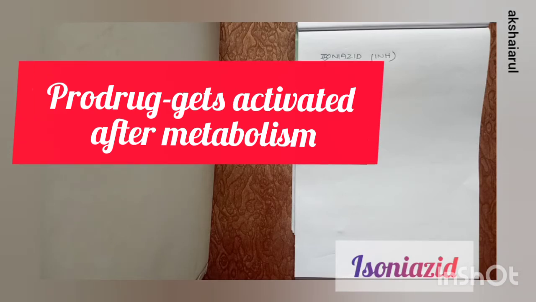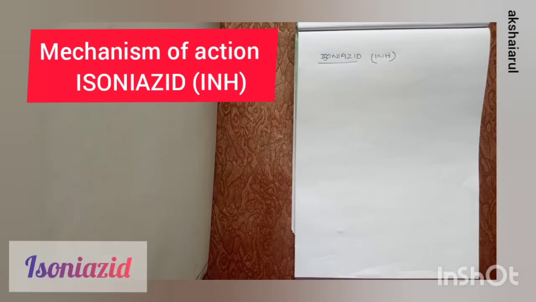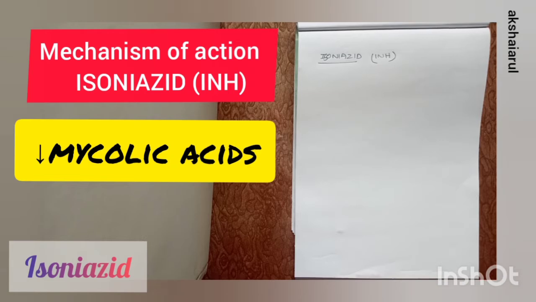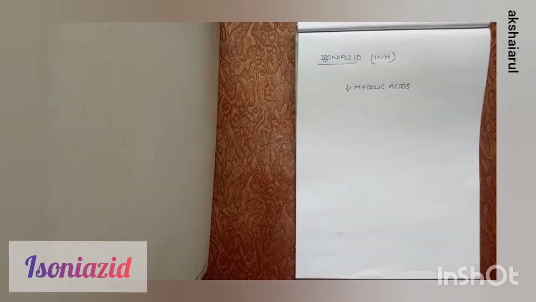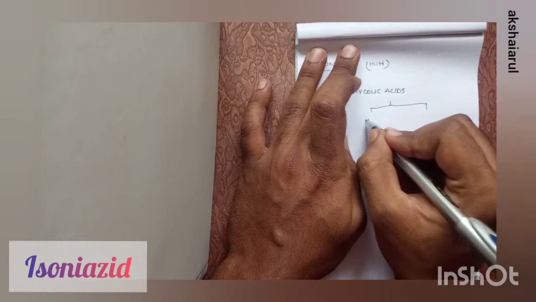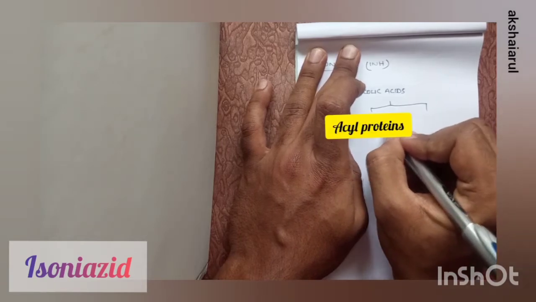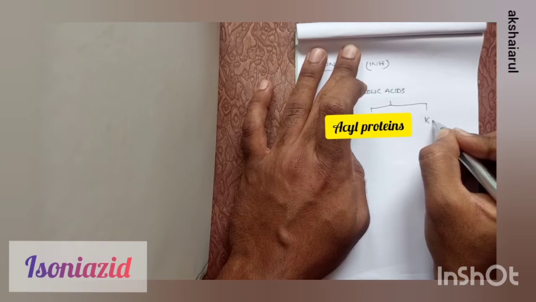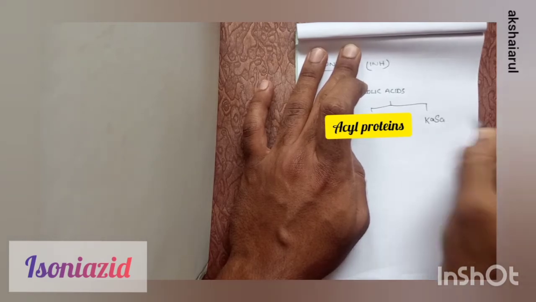Isoniazid. Isoniazid is a prodrug, which means it converts into its active form after metabolization by enzymes. The mechanism of action of isoniazid is inhibition of mycolic acids, which are an essential constituent of the mycobacterium cell wall. Mycolic acids are formed by the proteins KasA.